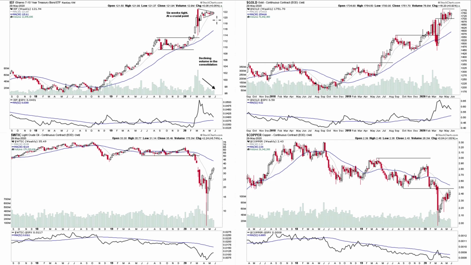So obviously with the kind of pattern it is with this flag, the expectation is for a break higher. With the volume declining, it shows there's been very, very little selling pressure there. So yeah, the path of least resistance remains higher for Treasuries, it seems, but we will see which way it goes.